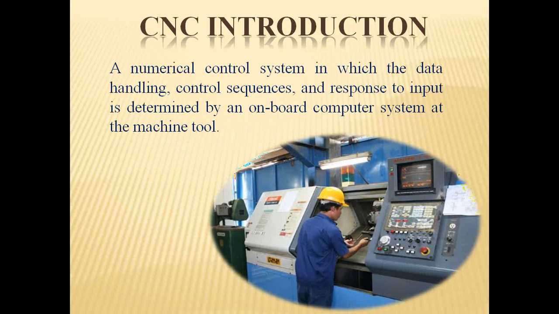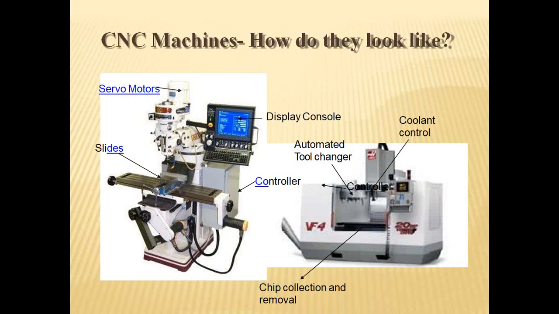So let us see the introduction to CNC. Basically, this computer numerical control system interprets the data handling, controls the sequence of operations, and responds to the machine tool, as determined by the on-board computer system. If you look at this slide, you will see how exactly a CNC machine looks like, and I'll explain how this CNC machine works.